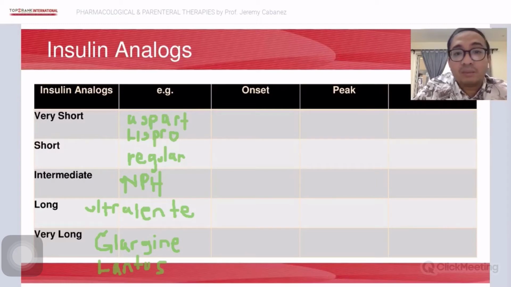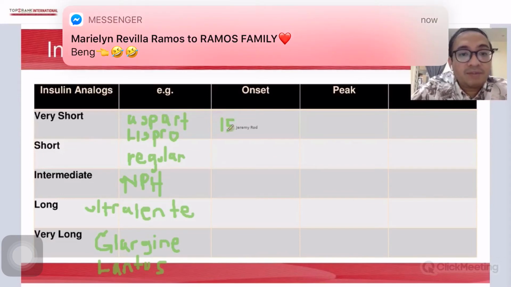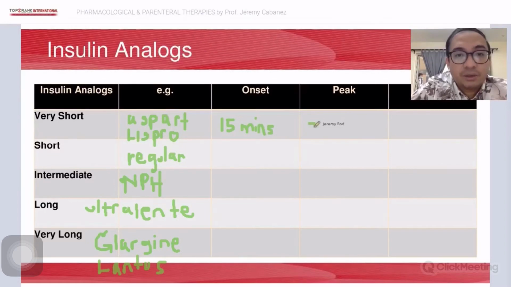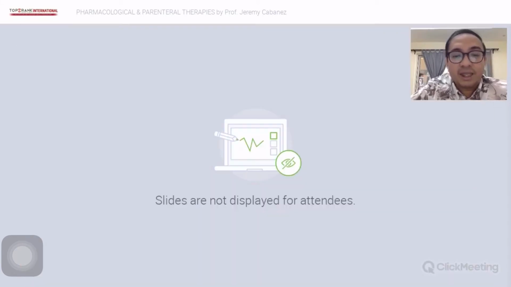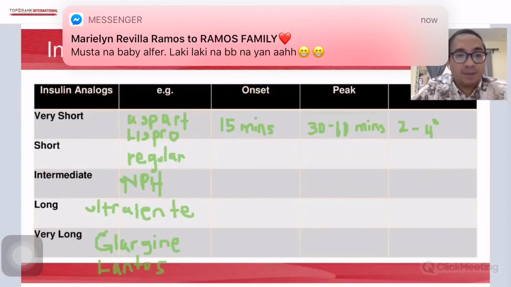Okay, so what would be the onset, peak, duration? Let's have your number combination. Tinuro ko ito sa local nursing, so kailangan ma-remember ang number combination. For very short, aspart, Lispro, onset is 15 minutes. The peak is 30 to 60 minutes. The duration is 2 to 4 hours. So tell me, what would be the number combination? Review natin. Aspart, Lispro: 15, 30 to 60, 2 to 4. Very good.